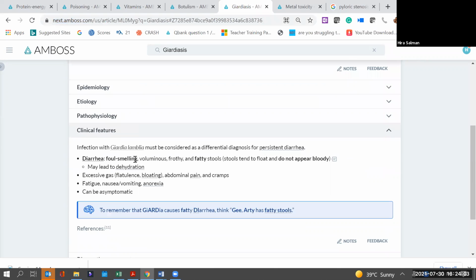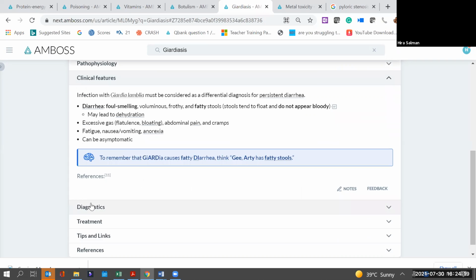You will see diarrhea, foul smelling diarrhea, fatty stools can be there in that diarrhea, excessive gas, floating, bloating can be there. The patient may be fatigued, and some of the time the patient may be asymptomatic. It's not going to show anything, but most of the time foul smelling diarrhea is associated with giardiasis. How are you going to diagnose your patient?